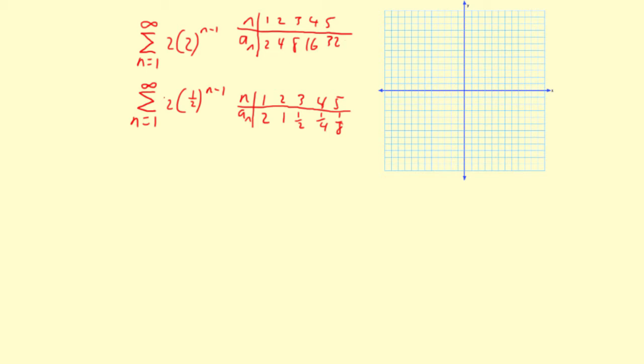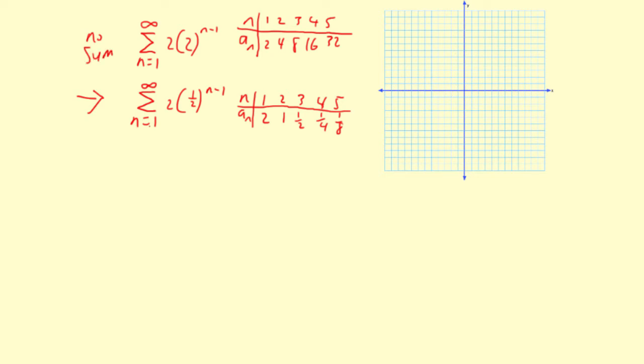Second one, 2 times 1/2 to the n minus 1 power. This time the first term is 2, but the terms are being multiplied by 1/2 each time, so the terms are getting smaller and smaller and approaching 0. This one has a sum. This one has no sum.